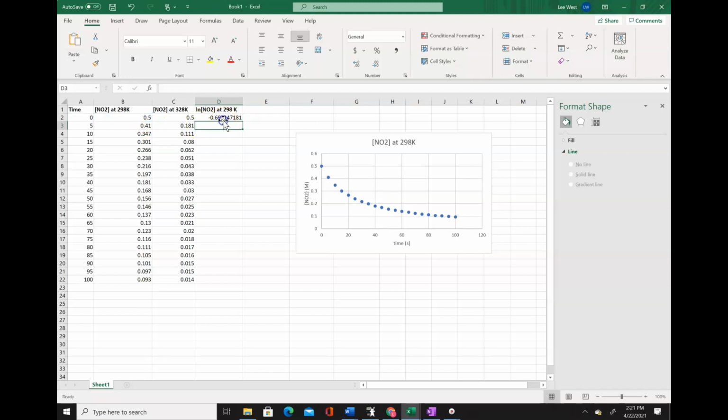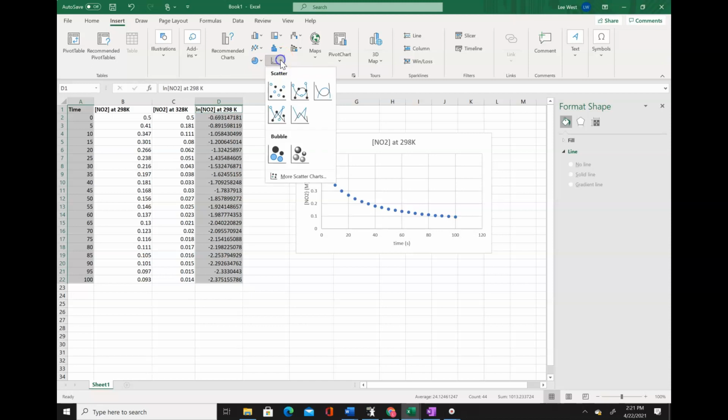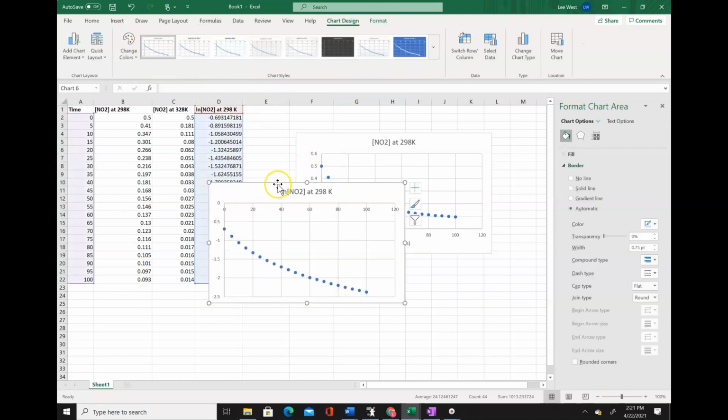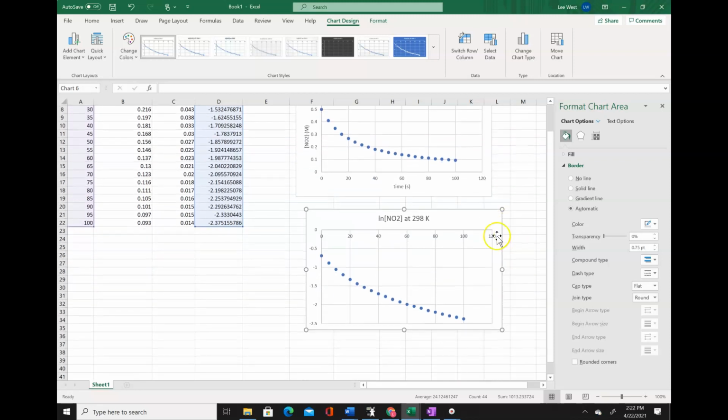Then when I double click on the little handle here, it'll autofill and take the log of everything in column B. I just sped that up a little bit. Now I select my X's, hold down the control button and select my Y's, and insert, scatter, and again I see that it's not a straight line. It's got a curve there, doesn't it?